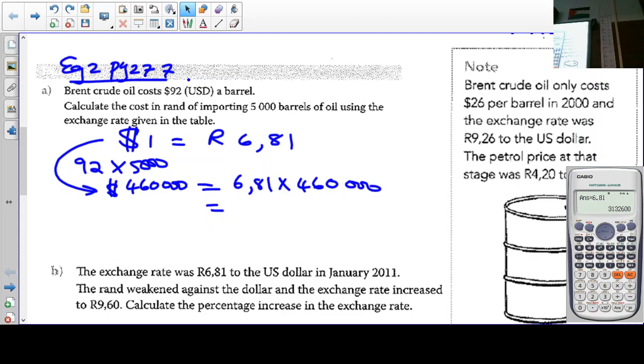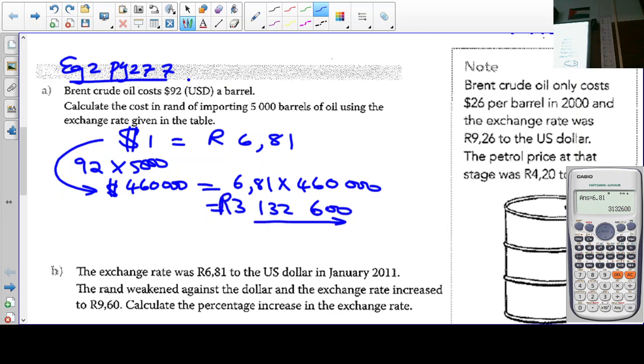That gives you 3,132,600 rand will cost to import 5,000 barrels of Brent crude oil. Okay, understand?